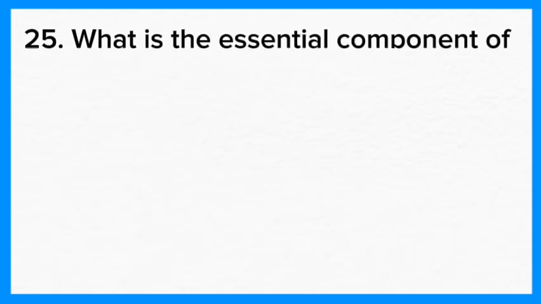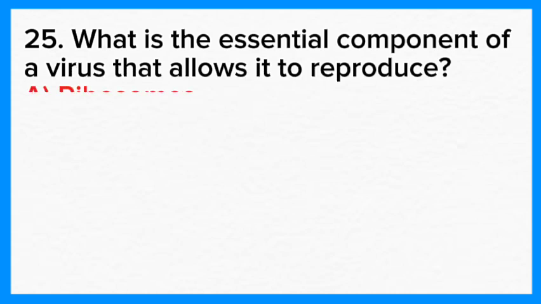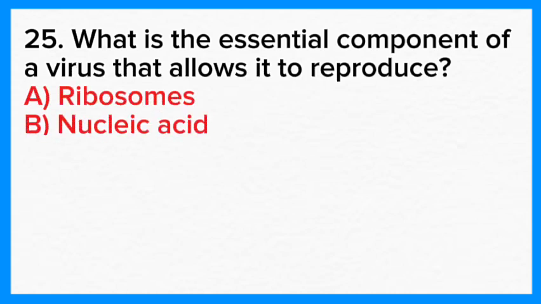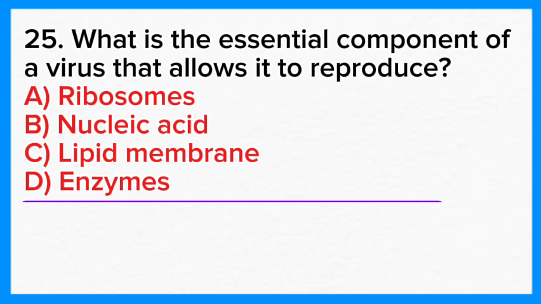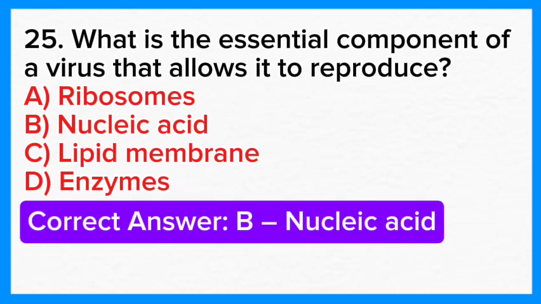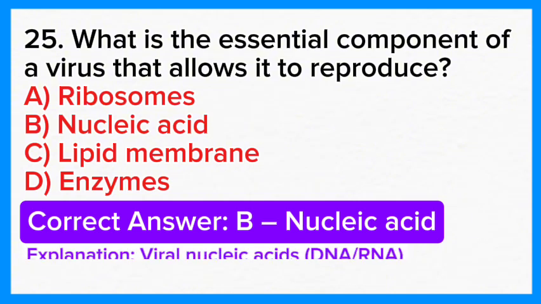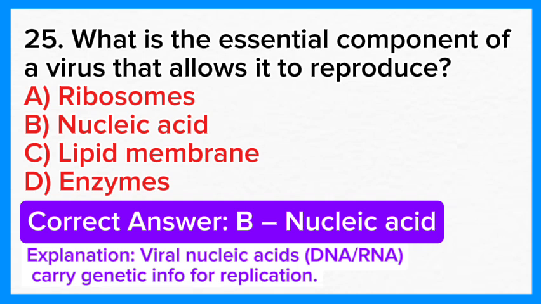25. What is the essential component of a virus that allows it to reproduce? A. Ribosomes, B. Nucleic acid, C. Lipid membrane, D. Enzymes. Correct answer, B. Nucleic acid. Explanation: viral nucleic acids, DNA or RNA, carry genetic information for replication.